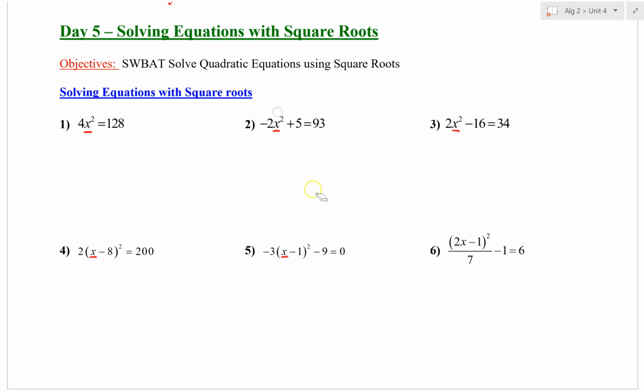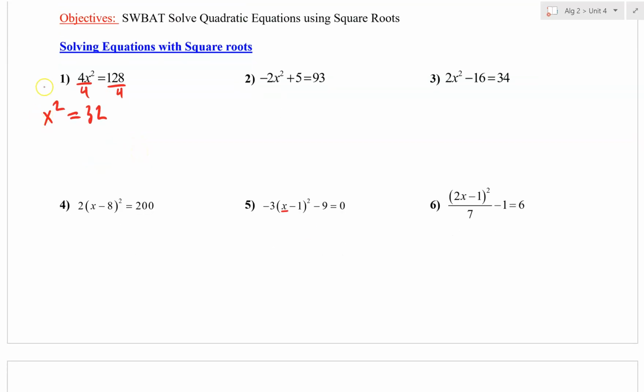And the reason we say that we're going to be solving using square roots is because we will be using a square root to actually get the x by itself. So let's just take a look at this first one. I need to get the x by itself, so I want to use a square root. The first thing I want to do is divide by 4. When I divide by 4, I'm going to get x squared is equal to 4 into this is 32.